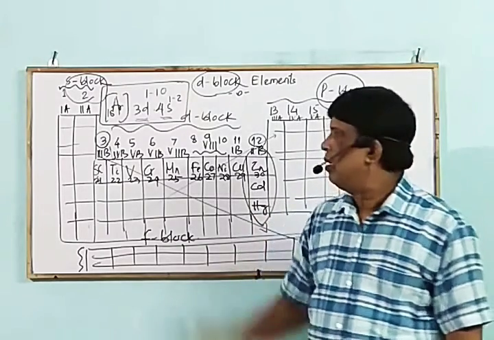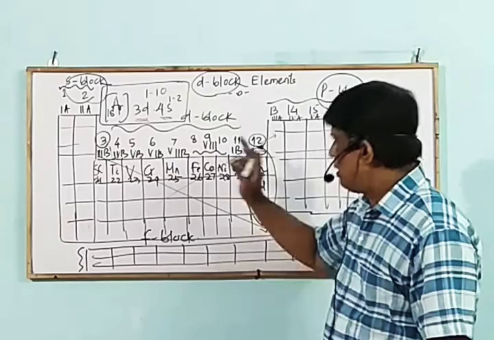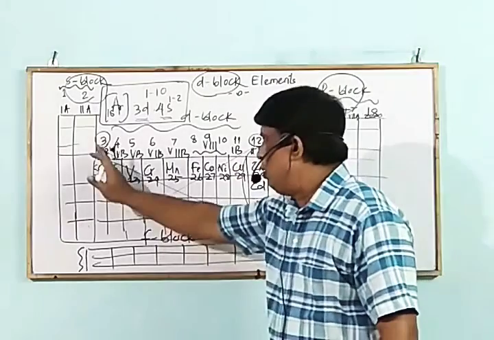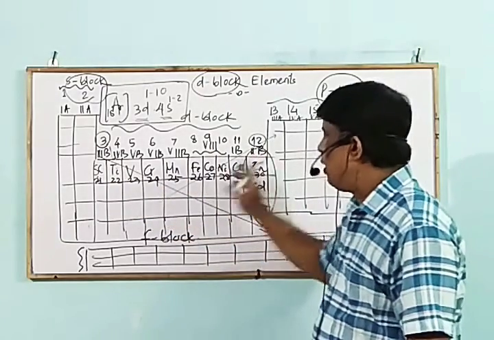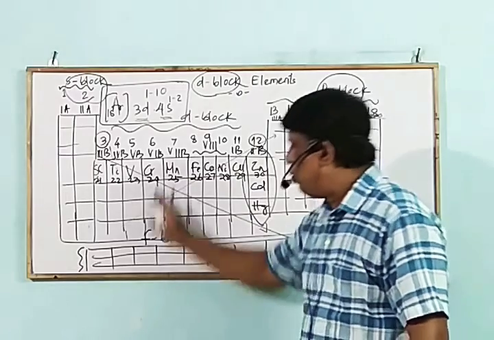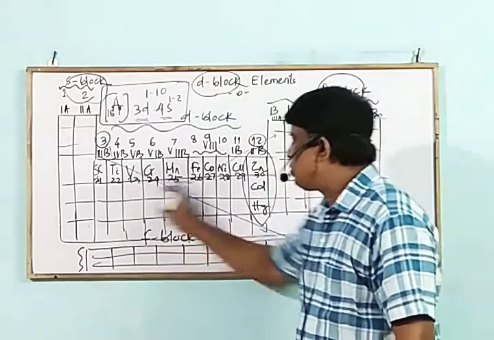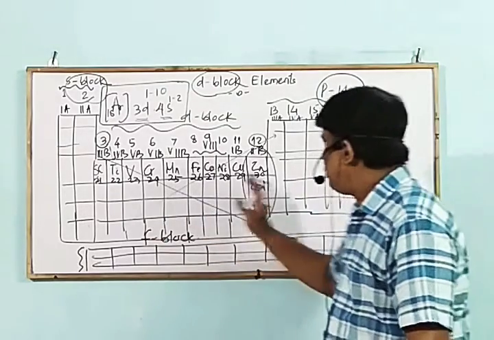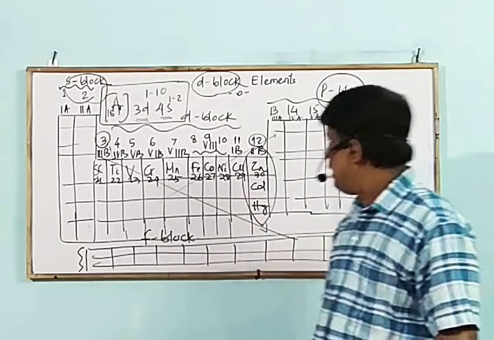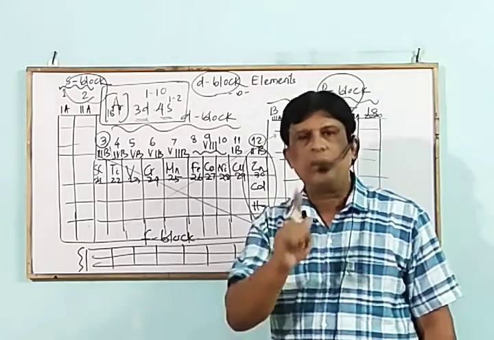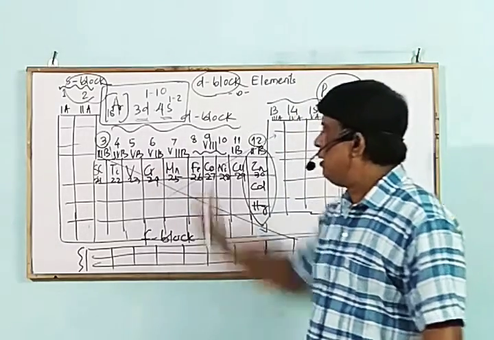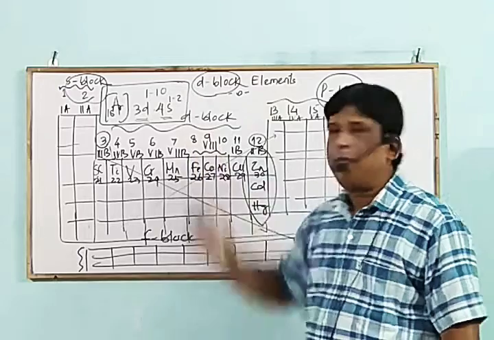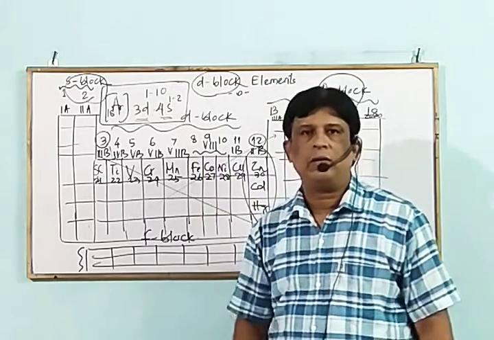I repeat again, d-block elements, otherwise known as transition elements, belong to group 3 to group 12, 10 columns, 4 series. We focus only on the first transition series, which contains elements 21 to 30, scandium to zinc. But the most important thing from this discussion is that they possess unpaired electrons.